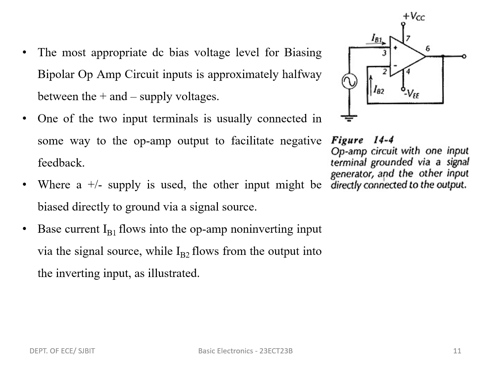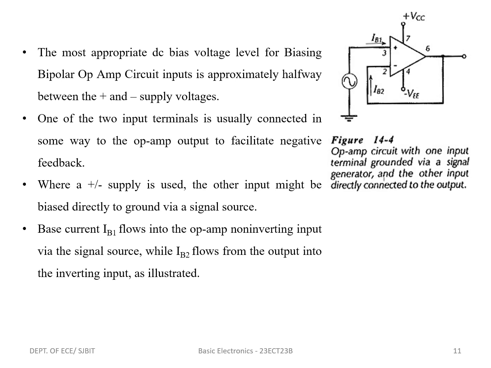The most appropriate DC voltage level for biasing bipolar op-amp inputs is approximately halfway between the plus and minus supply voltages. One of the two input terminals is usually connected in some way to the op-amp output to facilitate negative feedback, where a positive or negative supply is used, and the other input might be biased directly to ground via the signal source.